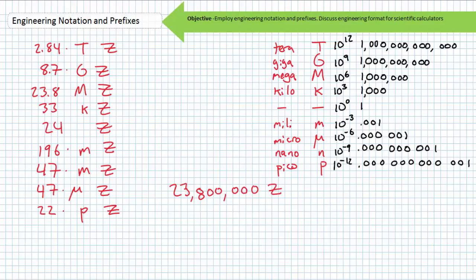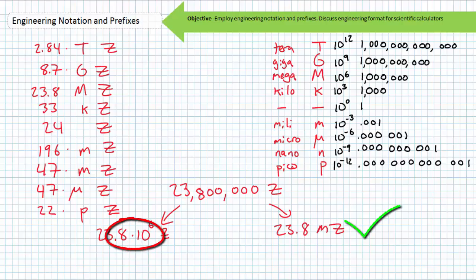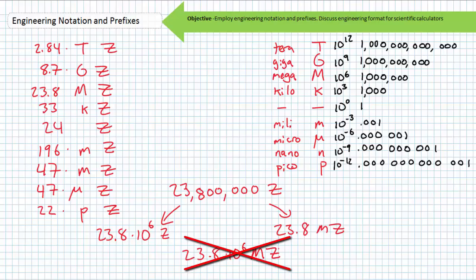For example, 23,800,000 zoinks can be expressed as either 23.8 times 10 to the 6th zoinks or 23.8 megazoinks. The option employing prefixes, 23.8 megazoinks, is preferred by the engineering technician community. Do not combine forms. 23.8 times 10 to the 6th megazoinks, a combination of engineering notation using powers of 10 and engineering notation using prefixes, does not mean what you think it does.